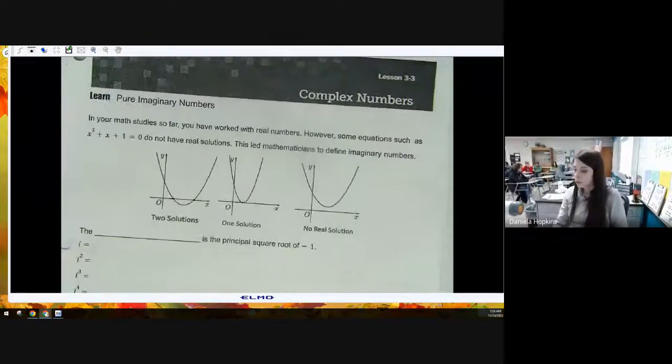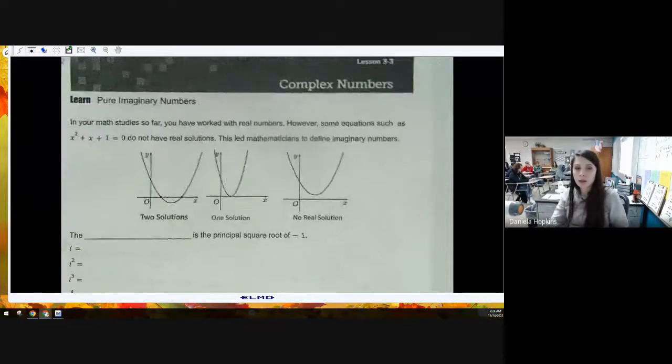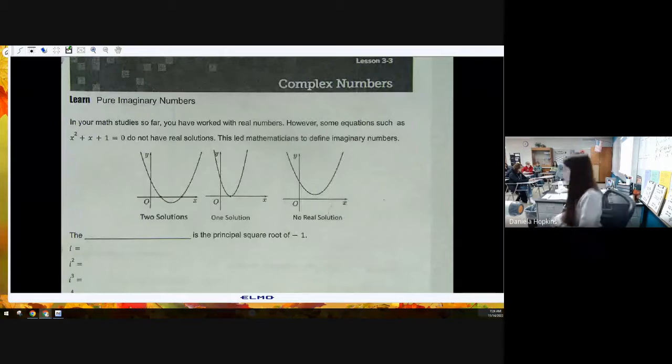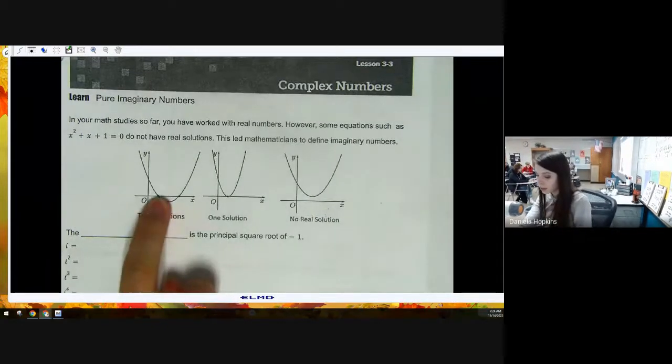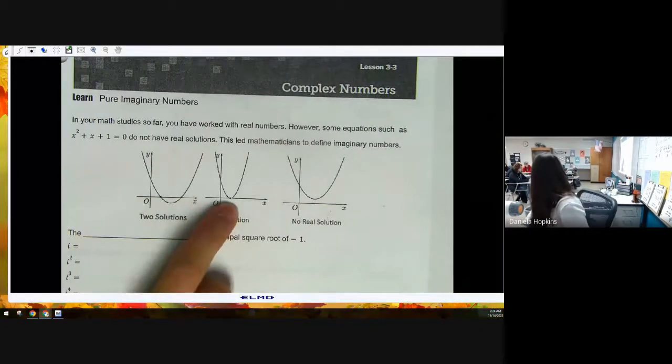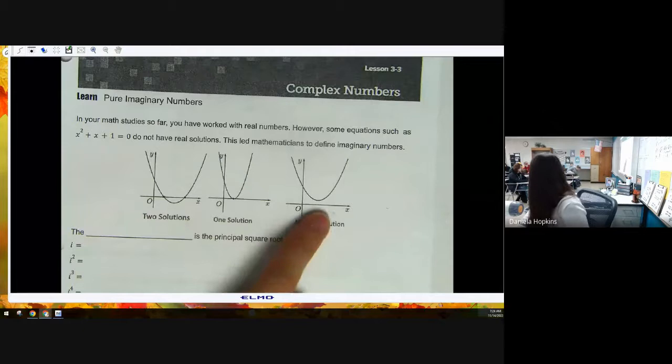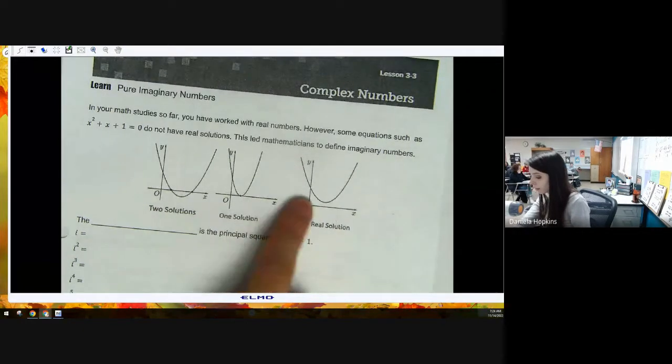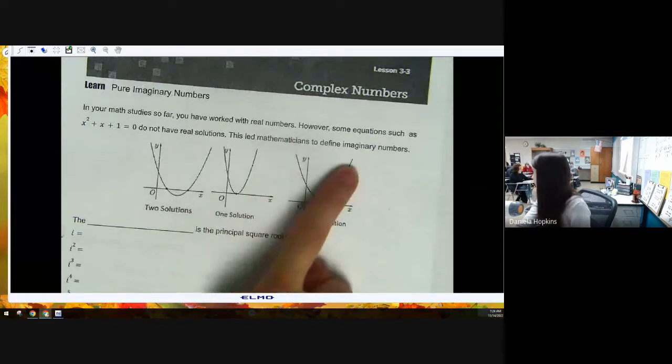Last week, we spent some time solving for zeros, remember? And solving for zeros meant finding where this parabola hits the x-axis. And we had two solutions, or we had one solution if we're sitting on it. And then we really didn't talk about this. We had a couple in our homework that were no solution. But the idea here is that you can have parabolas that never cross the x-axis.